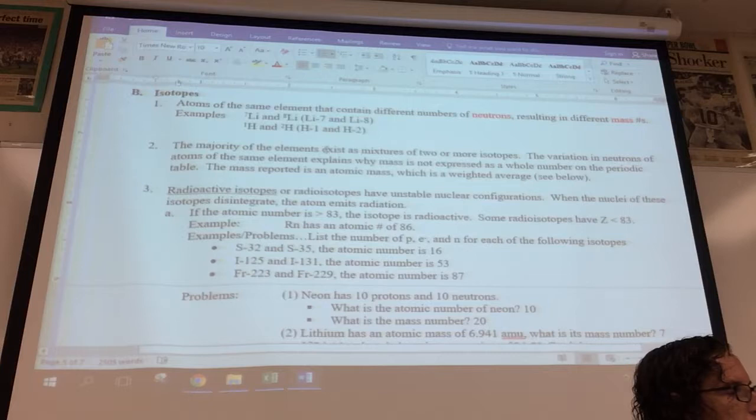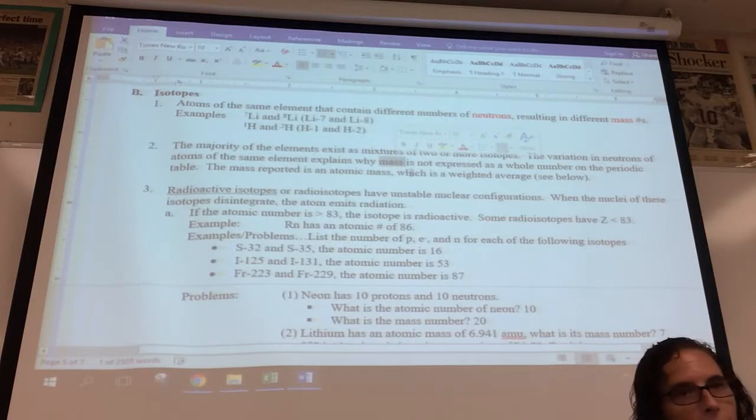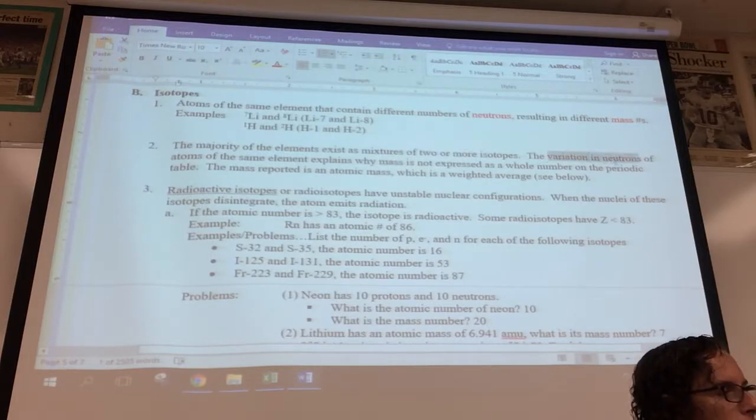Most elements exist as a mixture of two or more isotopes. The reason that the mass is not expressed as a whole number on the periodic table, but rather as an atomic mass, is because of this variation in neutrons of the atoms. And we'll talk about that weighted average atomic mass in the second part of the lesson.